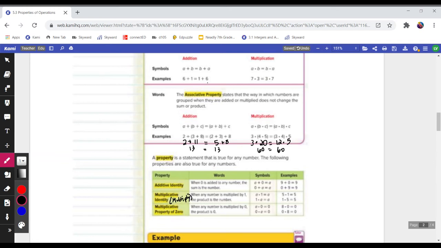Multiplicative, another way to think about it is to multiply. So the multiplicative property of 0 says when any number is multiplied by 0, the product is 0, meaning 8 times 0 equals 0. 0 times 8 equals 0. Any number that you multiply by 0 is going to equal 0.